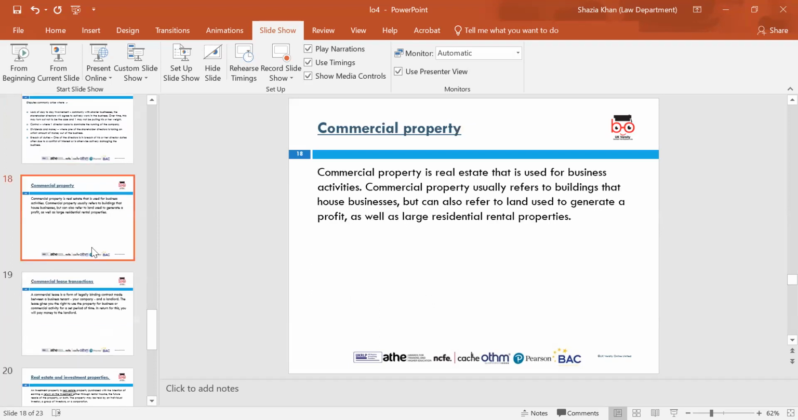Commercial property. Commercial property is real estate that is used for business activities. Commercial property usually refers to a building that houses businesses, but can also refer to land used to generate a profit, as well as large residential rental properties.